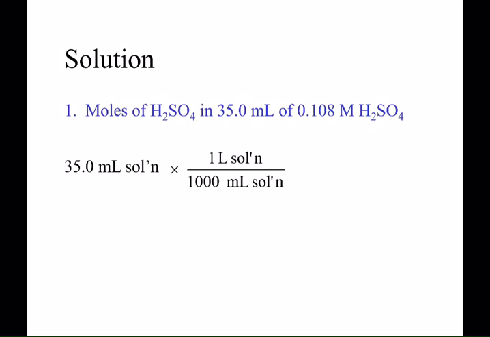Now what would the third term be here to make liters of solution cancel and be left with moles? Yep, we can use molarity here, 0.108 moles of H2SO4 per 1 liter of solution. So what we've done here, like I said, we were after moles of H2SO4. Milliliters cancel, liters of solution cancel, we have moles of H2SO4, which is great. Now we're going to use that as the starting point in our next little calculation.